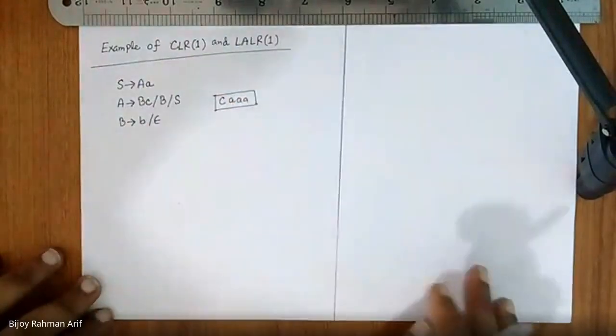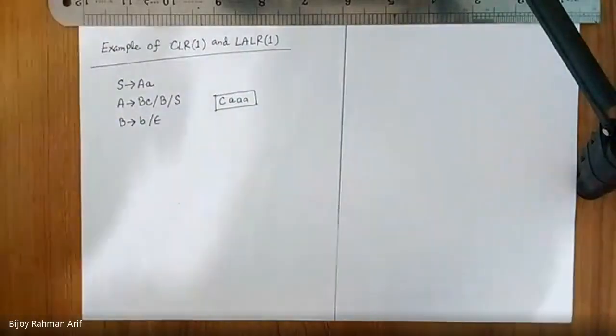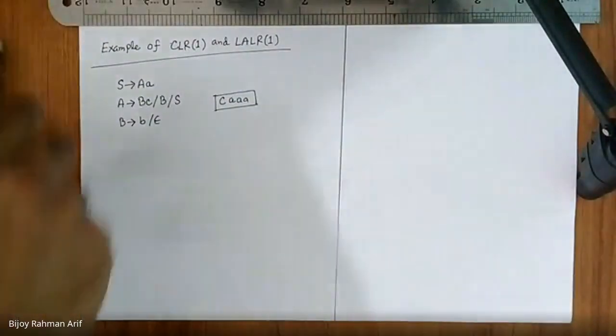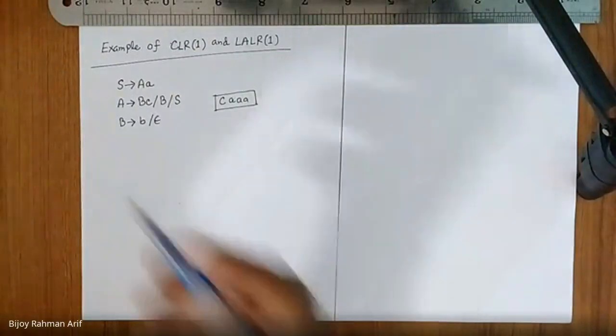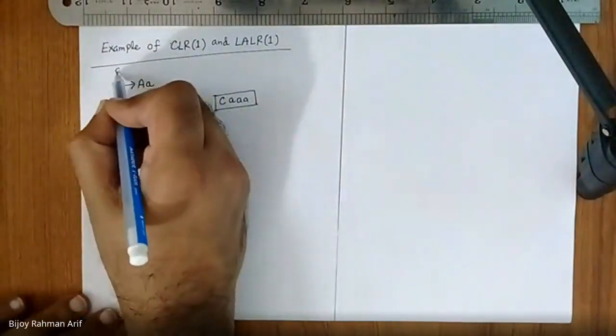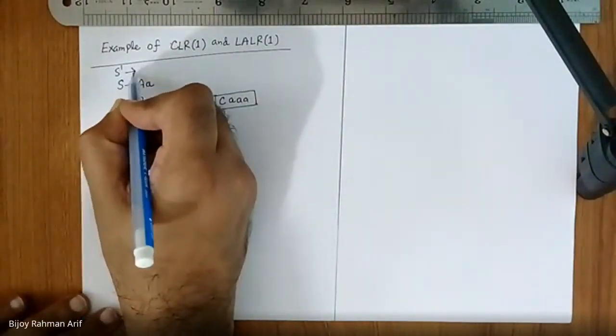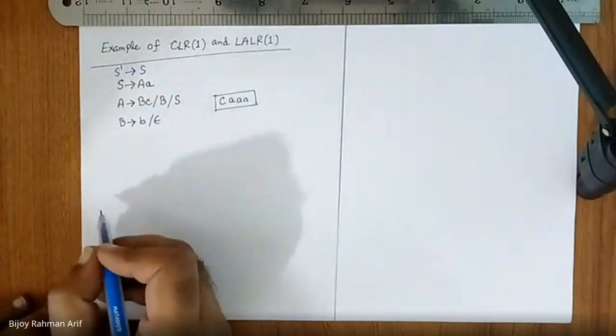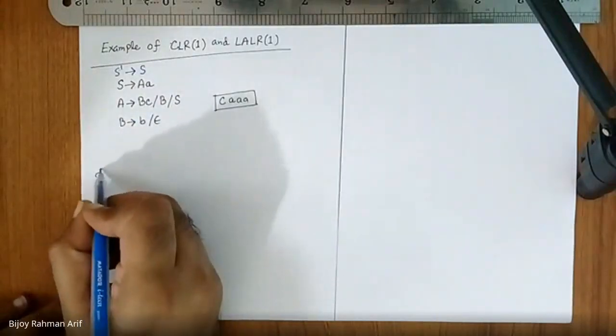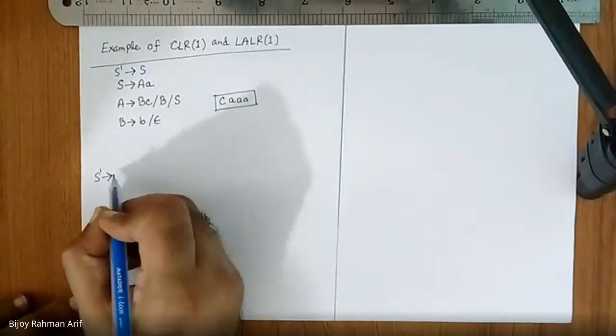Okay, so what is the first step we need to do? The augmented production. So S dash derives S. Now let's start from here: S dash derives dot S.